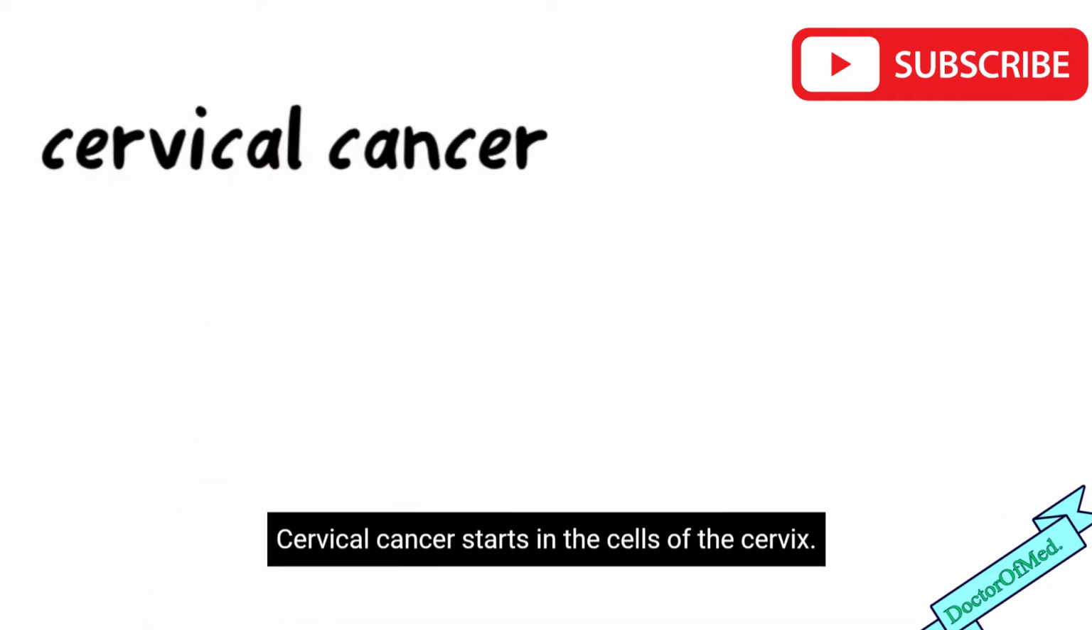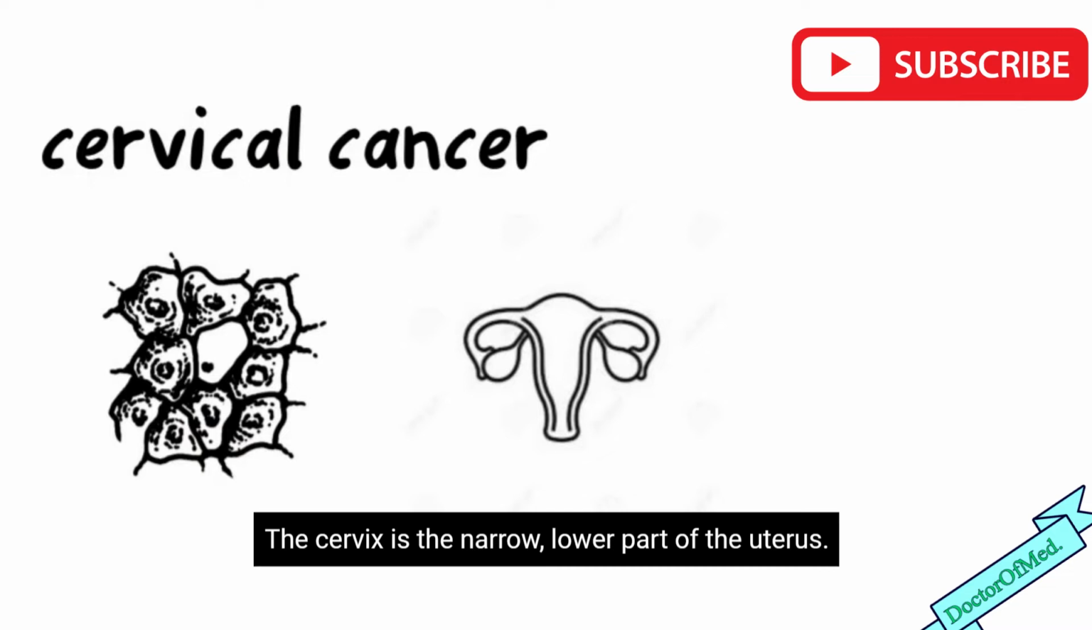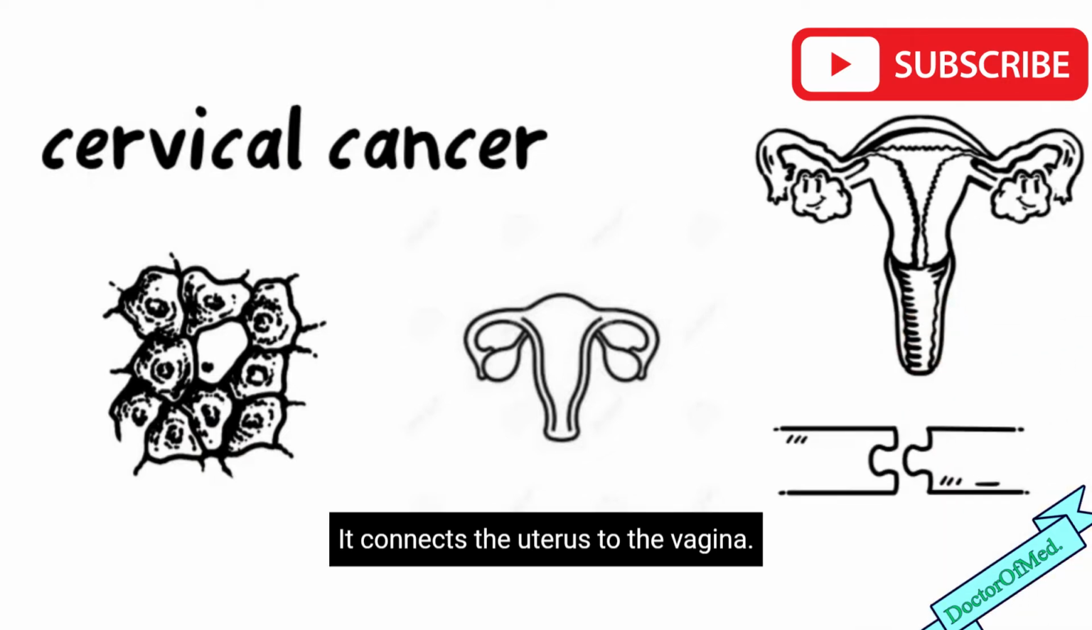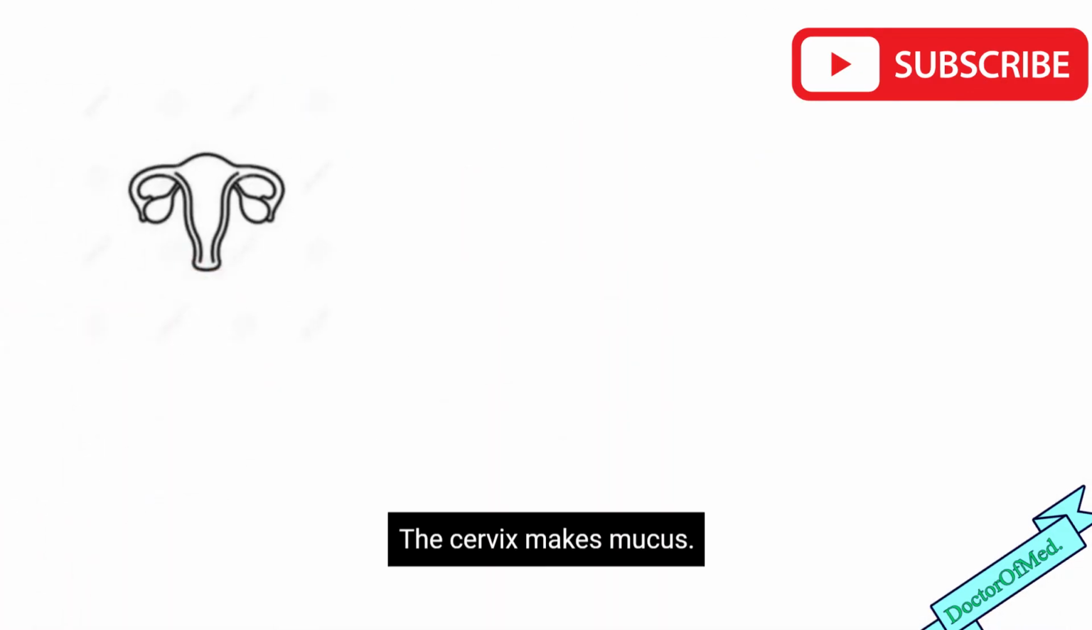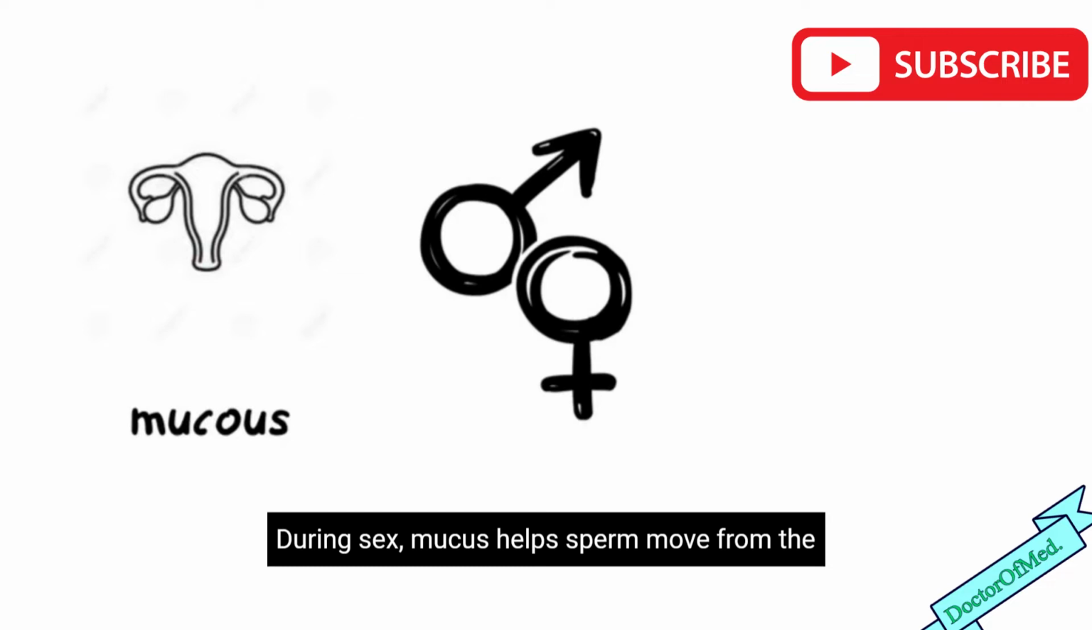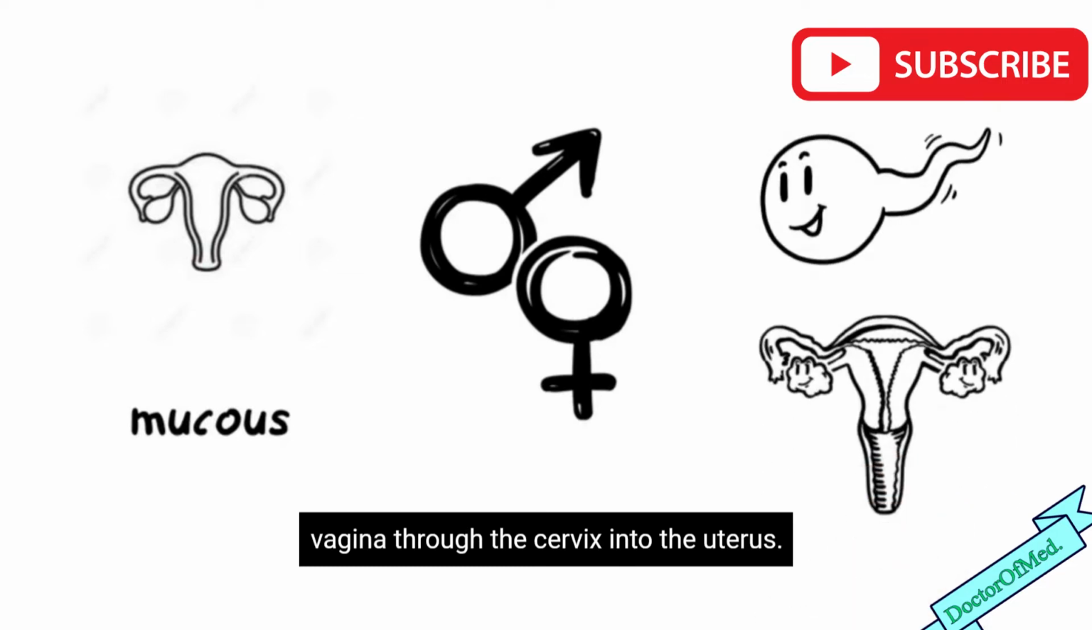Cervical cancer starts in the cells of the cervix. The cervix is the narrow, lower part of the uterus. It connects the uterus to the vagina. The cervix makes mucus. During sex, mucus helps sperm move from the vagina through the cervix into the uterus.